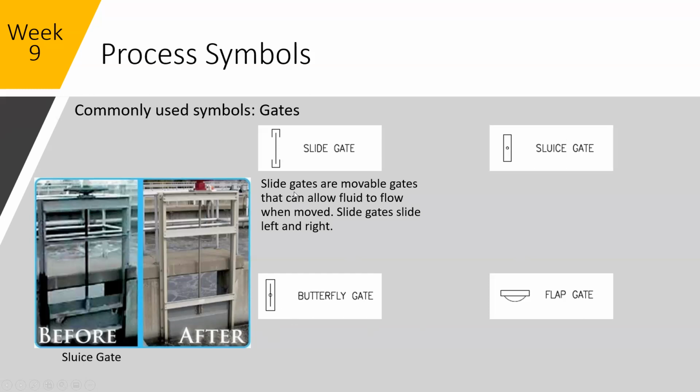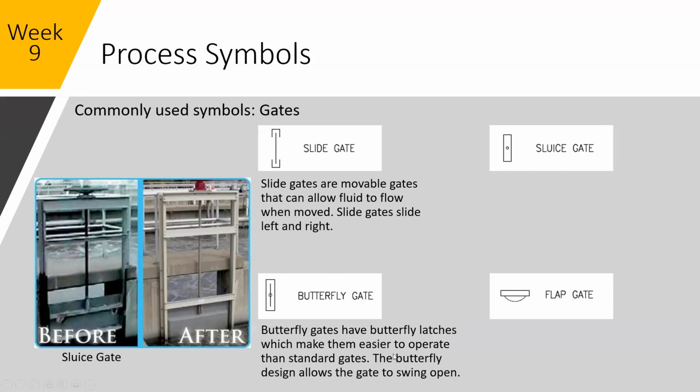Slide gates. So slide gates are movable gates that can allow fluid to flow when moved. They typically slide left and right, so side to side, where this sluice gate is moving up and down.